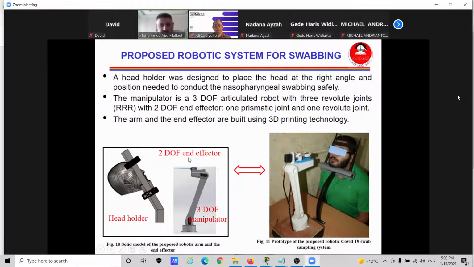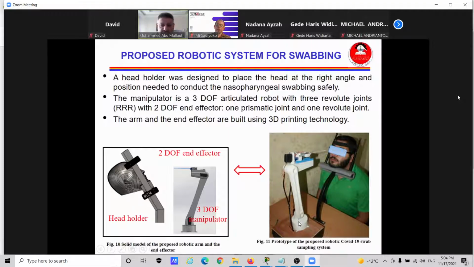And we decide to go with designing a manipulator with a 3 degree of freedom articulated robot, and also to design a custom 2 degree of freedom end effector. So both models were built as we show in this figure on solid model, and we use 3D printing technology to convert the design to the real robot you see on the right side.